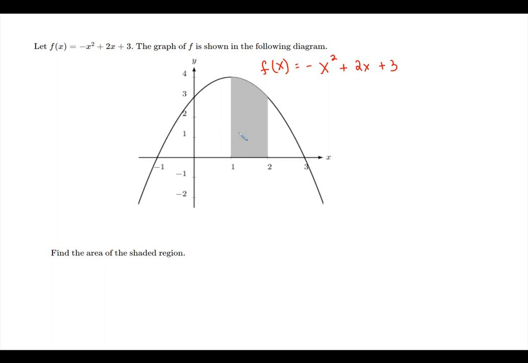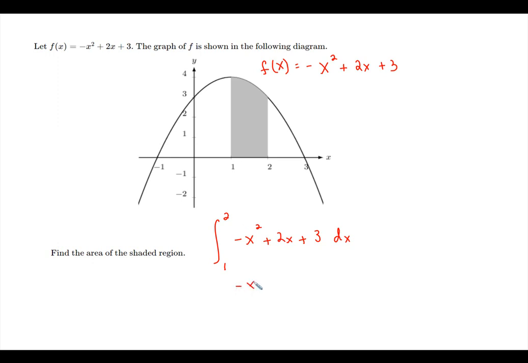Okay? So remember, when you're trying to find the area underneath the curve, that means you will integrate the function. Okay? So we're going to integrate this function right here. So I'm going to integrate. Now we're finding the area from 1 to 2. So I'm going to integrate from 1 to 2 the function, which is negative x squared plus 2x plus 3, right, dx.